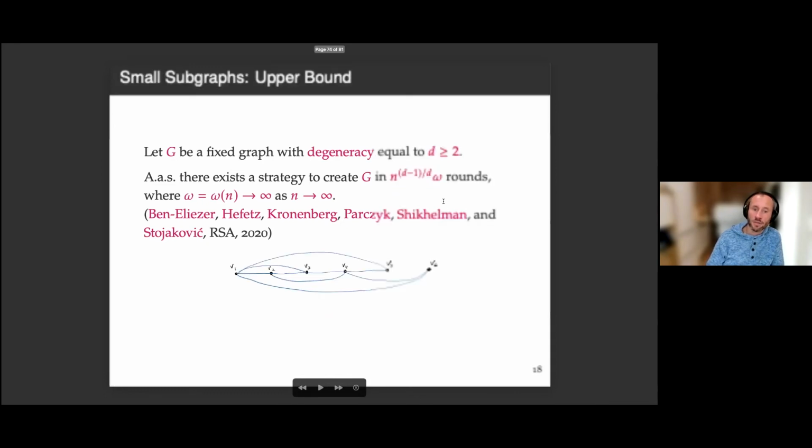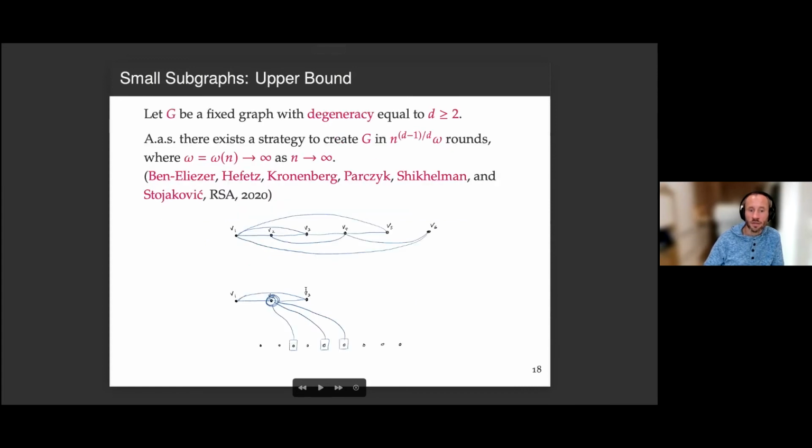And how do we do it? Well, the situation is relatively easy. So this is my 2-degenerate graph. Let's say you want to create this graph, and let's say at some point you have already half of it. So you have a graph induced on V1, V2, V3. So you have this little triangle. So you have a triangle already created. And now let's try to add one more vertex on top of it.